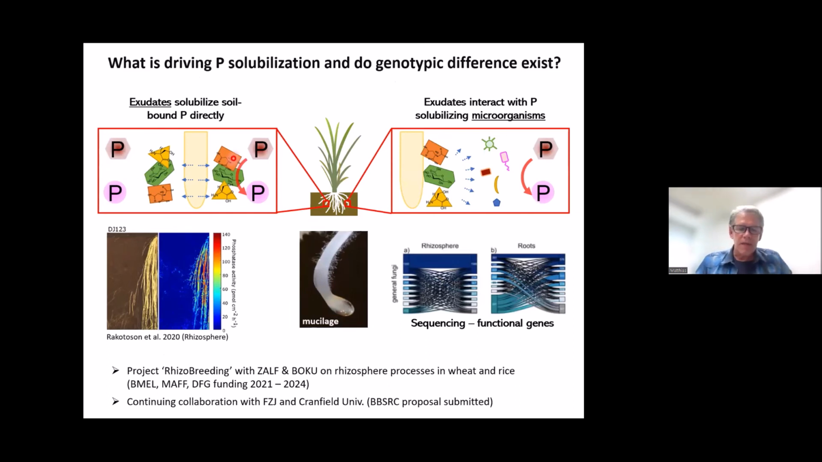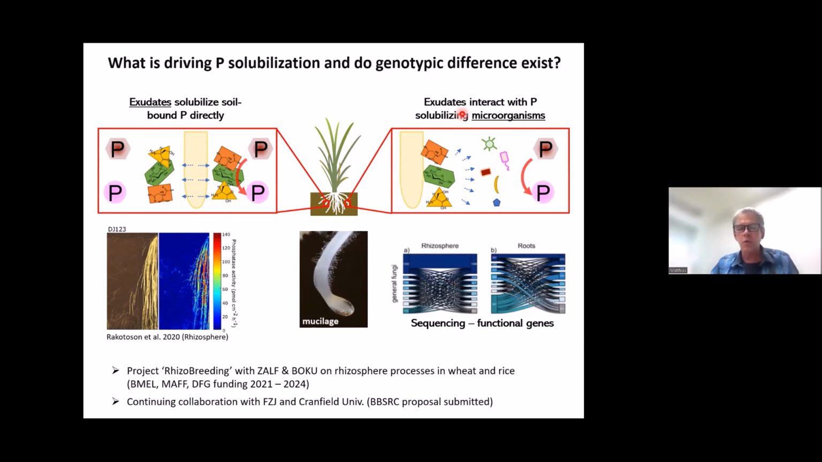All right, so now that brings me to a bit of an outlook of what I'd be interested in doing when I'm in Bonn over the next years. One question is to solve what is driving phosphorus solubilization in these soils, and do genotypic differences exist for these traits? And we have modeled everything in response to nitrate uptake, but it's also very likely that other exudates exist that solubilize soil-bound phosphorus directly, or that these exudates interact with microorganisms that solubilize P.